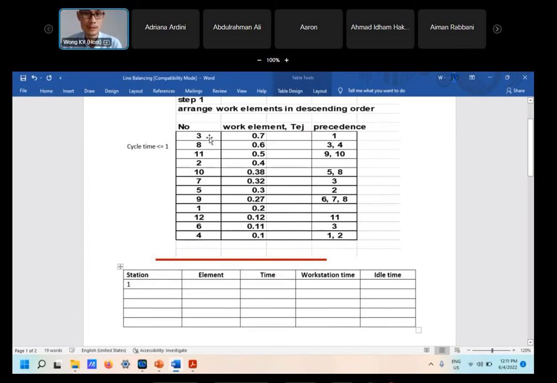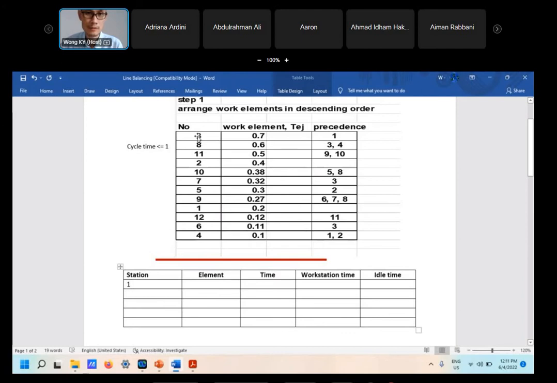How do we start? We start at the top of the list because this is the largest candidate rule. It means the candidate with the largest element time should be assigned first. That's why it's called the largest candidate rule. So start from the top of the list.